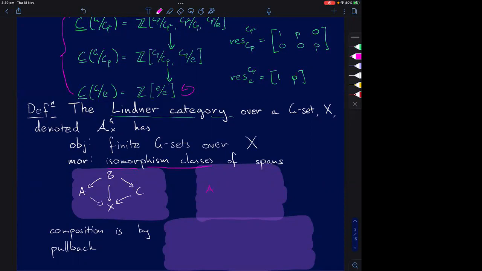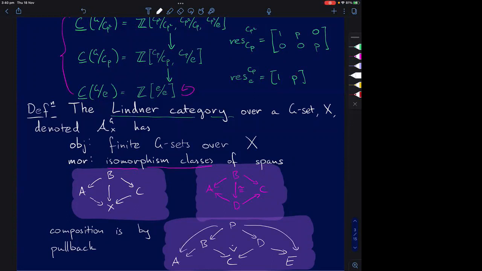But if we suppress the X, then I have two spans between A and C, and an isomorphism of spans is just an isomorphism from B to D such that the triangles commute. And composition is defined by pullback. So if I have a span from A to C and a span from C to E, like so, I can take the pullback there, and then it's this span here.